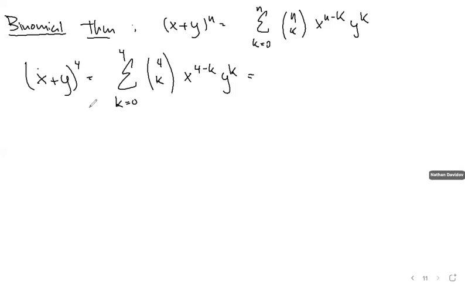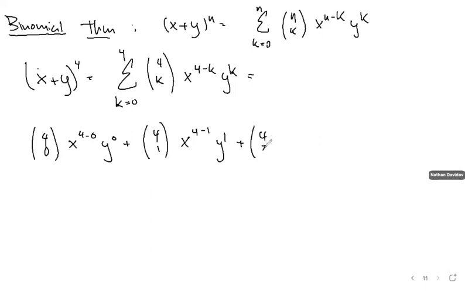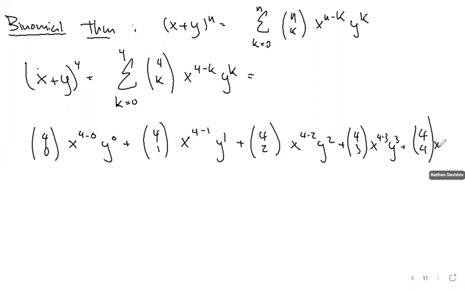I do it really slow, so I just do, okay, so this is 4 choose 0, x to the 4 minus 0, y to the 0, plus 4 choose 1, x to the 4 minus 1, y to the 1, plus 4 choose 2, x to the 4 minus 2, y to the 2, plus 4 choose 3, and so on, all the way up to 4 choose 4, x to the 4 minus 4, y to the 4.